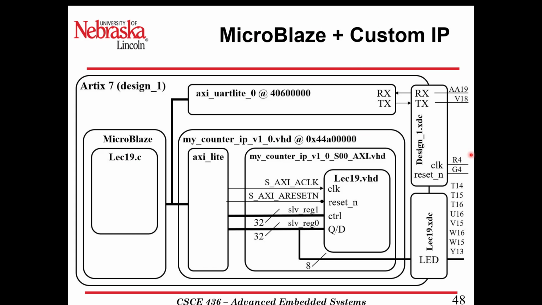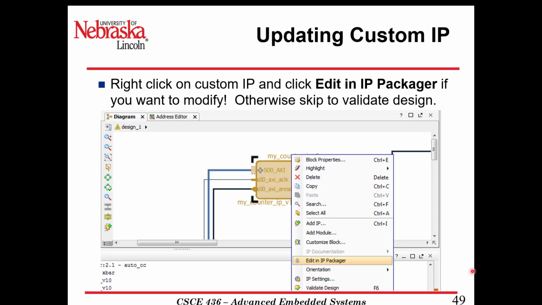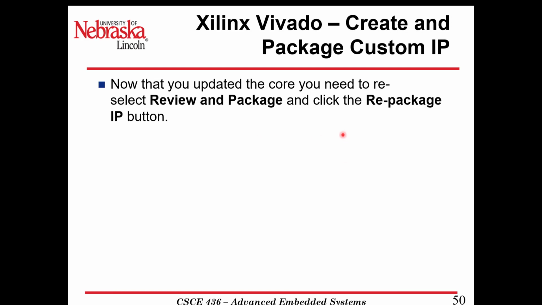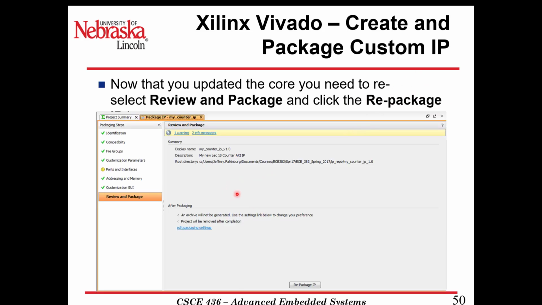Okay, so now we created our design and dropped it in. If we wanted to go back in, we could right-click on it and edit in IP packager if you wanted to modify it. So when you're doing the homework, you can modify it to add the roll signal in. You edit in IP packager, and then it'll open up a new project, and you'll be able to go in and re-edit all the files, and then repackage. Make sure you repackage the IP after you're done.